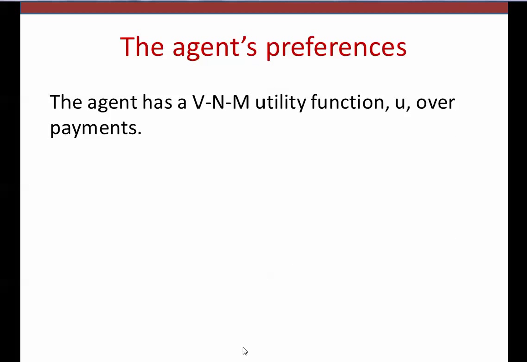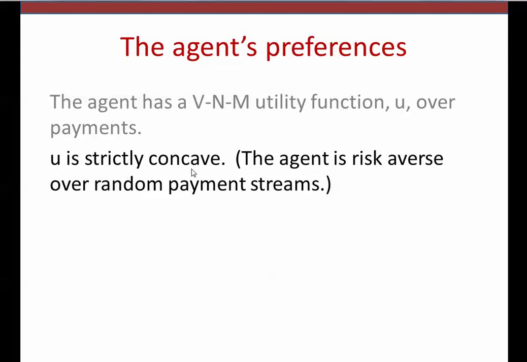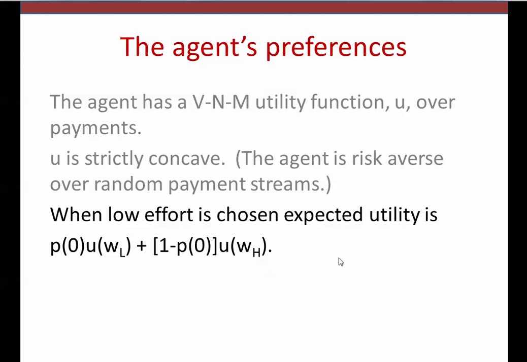Now we're going to talk about the agent's preferences. The agent has a von Neumann-Morgenstern utility function U over payments. It's strictly concave, so the agent is risk-averse. When low effort is chosen, expected utility is the probability of low output times the utility of the payment when there is low output, plus the probability of high output times the utility of the payment when there is high output.